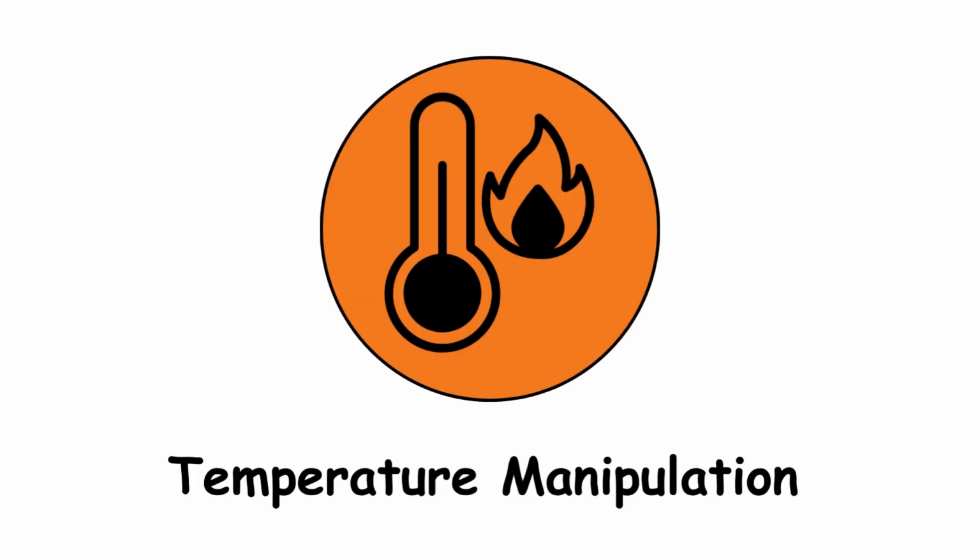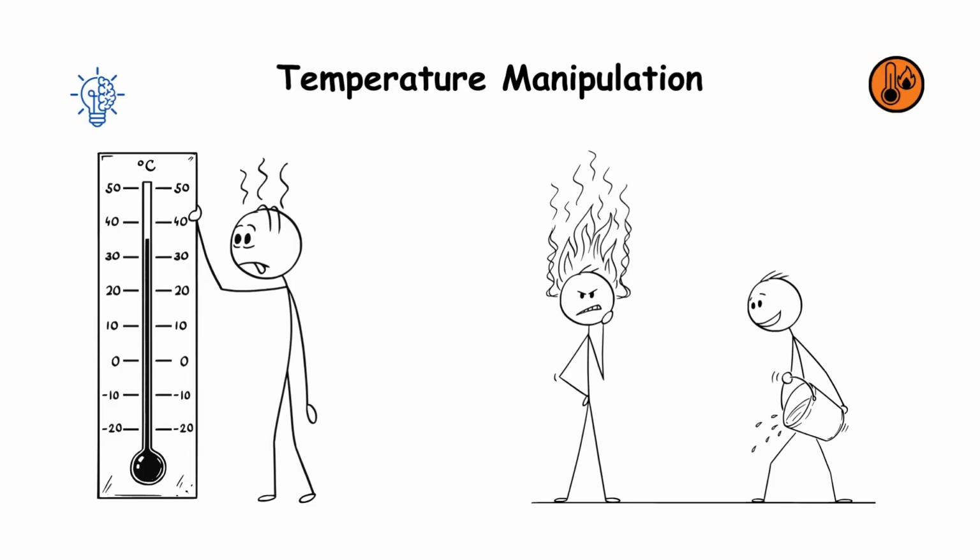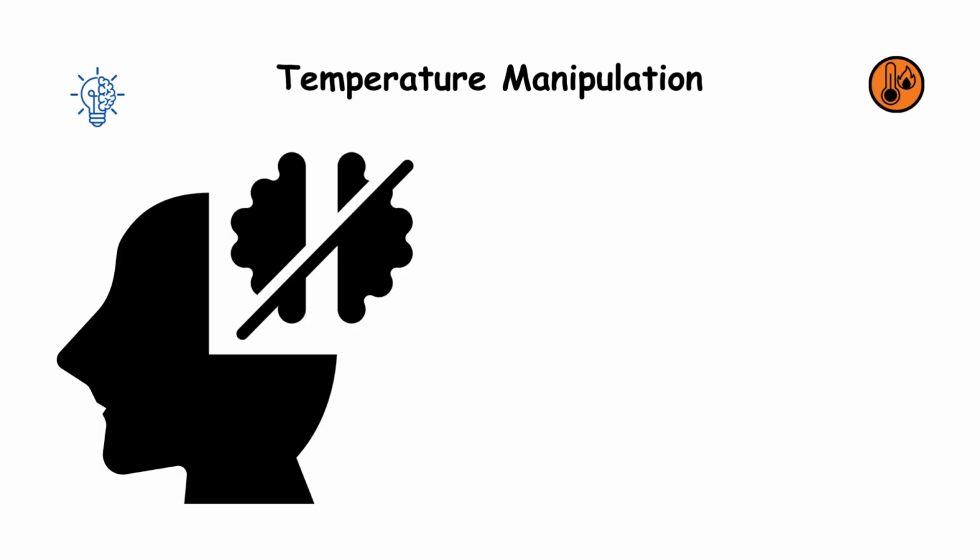Temperature manipulation. Temperature manipulation exposes the suspect to extreme cold or heat to weaken their resistance. The physical discomfort and stress from temperature extremes are intended to break down the suspect's mental defenses.